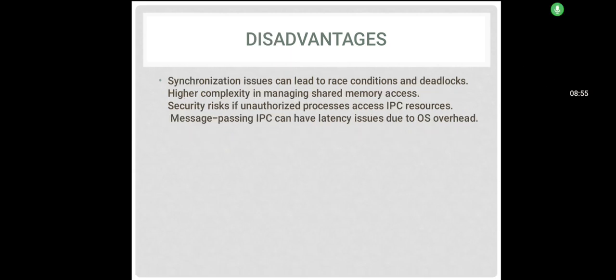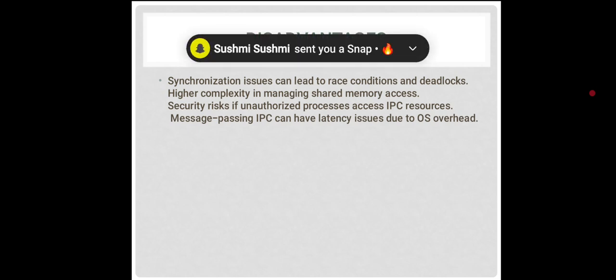And disadvantages of inter-process communication. Synchronization issues can lead to race conditions and deadlocks. Higher complexity in managing shared memory access. Security risk if unauthorized processes access IPC resources. Message passing IPC can have latency issues due to overhead.